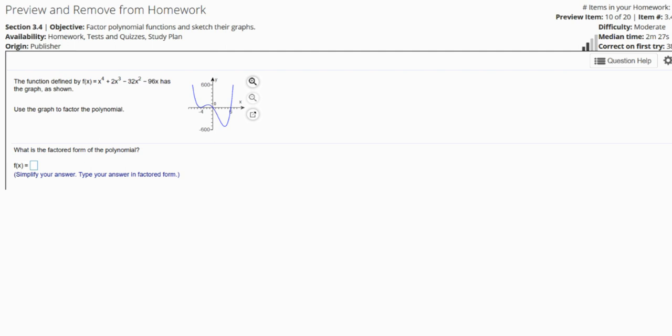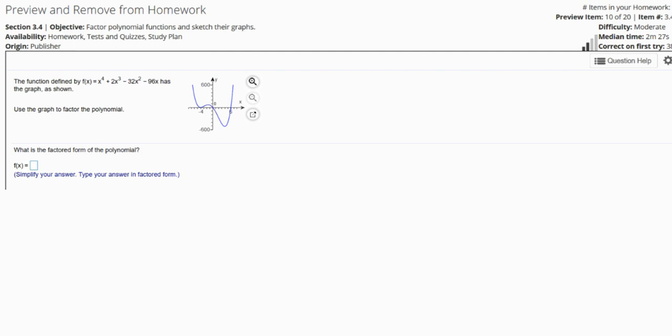I'm going to work on this problem with you and some problems that are similar, looking at the skills that are involved for this type of problem from different perspectives. And so the first one, we'll just read the directions together. It says the function defined by f of x equals x to the fourth power plus 2x cubed minus 32x squared minus 96x has the graph as shown. Use the graph to factor the polynomial.